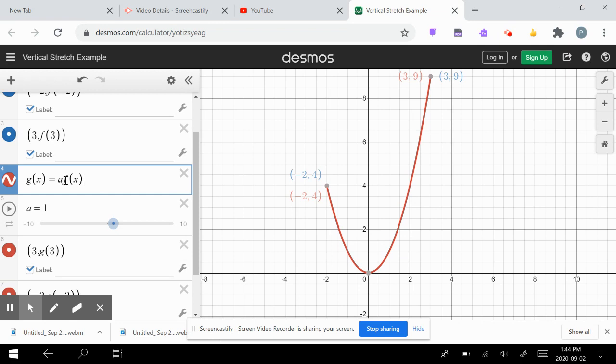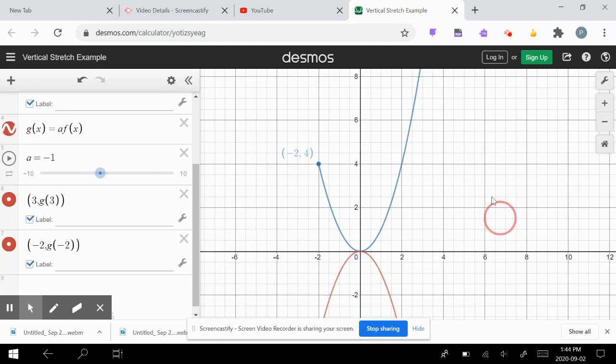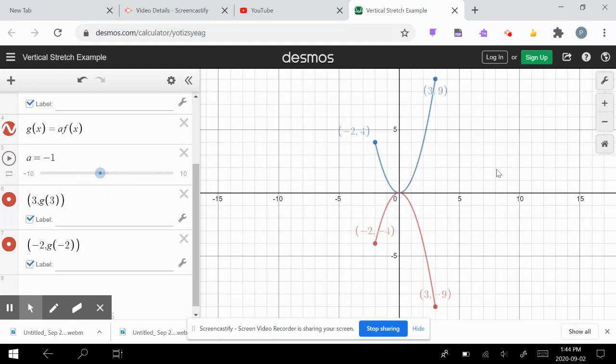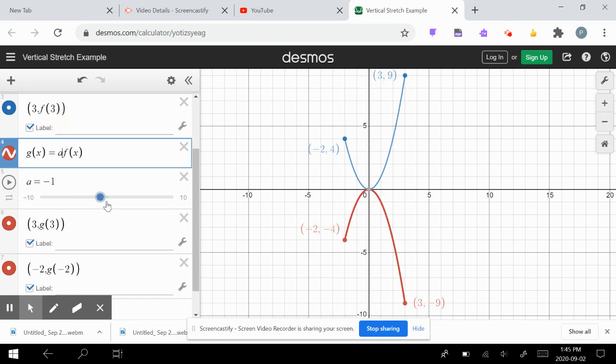What g of x is doing is we're putting an a value out in front. What we saw in the last section is that if I have a negative out in front, in other words a -1, my graph is going to be this. So we're going to see a reflection in the x-axis. Here's your x-axis. The blue graph gets reflected down to the red graph over here. This is when we have a -1, or just a negative a value.